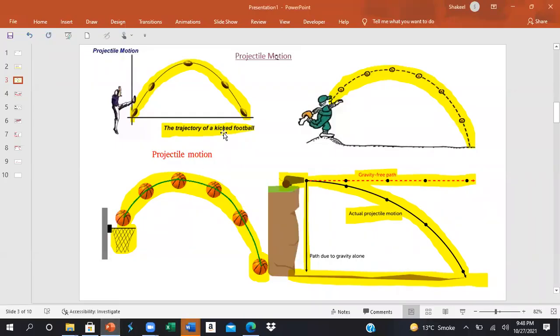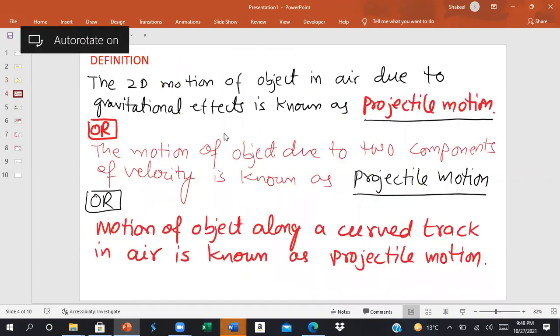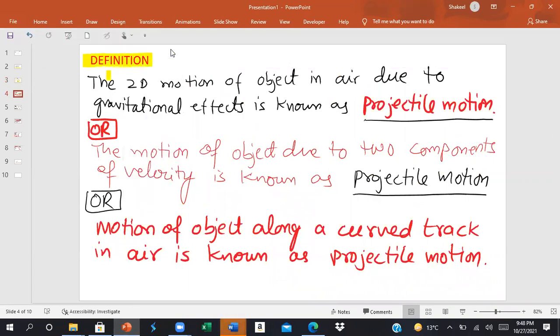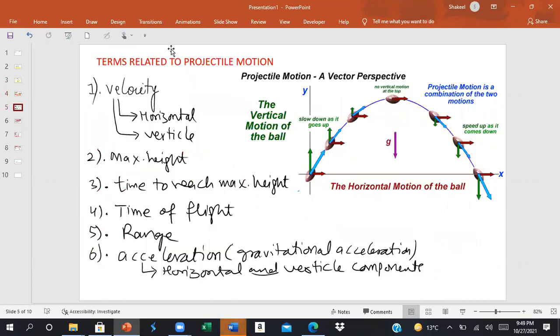Okay, now let's get back to the definition. Projectile motion is the two-dimensional motion of an object in air due to gravitational effects. Or we can also define it as the motion of an object due to two components of velocity. Remember, two components. Or we can also define it as motion of an object along a curved track in air. It is known as projectile motion.